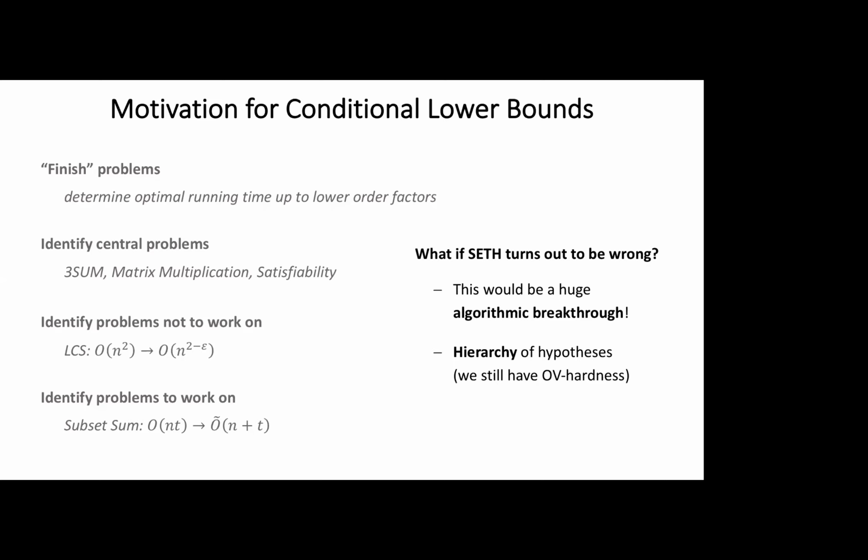Second reason is that there really is a hierarchy of different hypotheses. Even if you break the strong exponential time hypothesis, above that there is still the orthogonal vectors hypothesis, and there are a couple of other hypotheses in between.